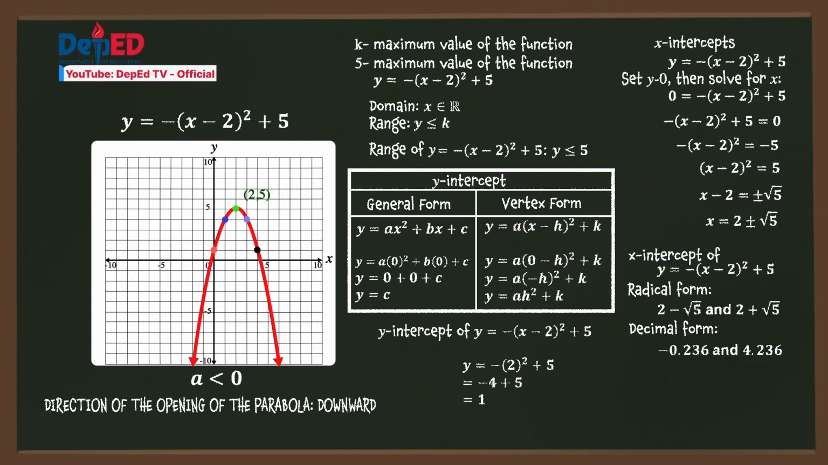Lastly, there is a line that divides the parabola into two so that one half of it is a reflection of the other. This line is called the axis of symmetry, a vertical line that is described by the equation x equals h, where h is the x-coordinate of the vertex. The parabola that represents the function y equals the negative of the square of x minus 2, plus 5, is divided by the axis of symmetry x equals 2.